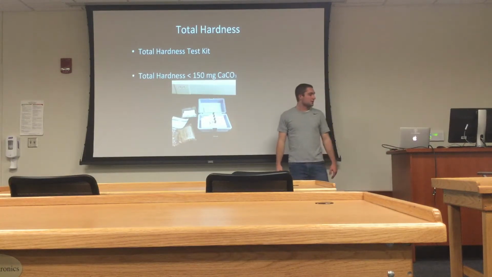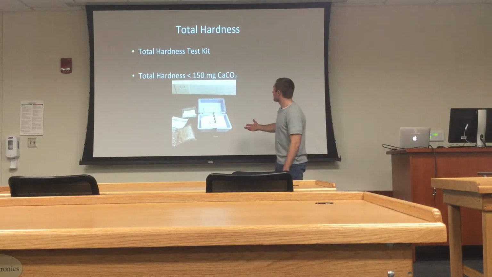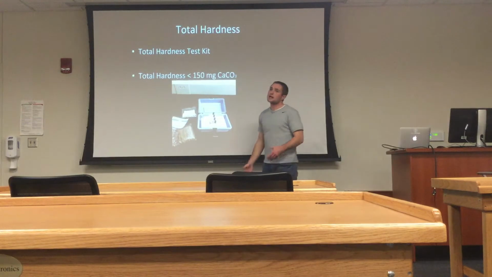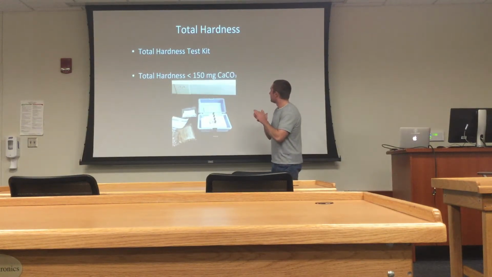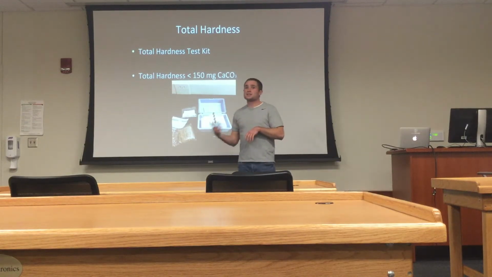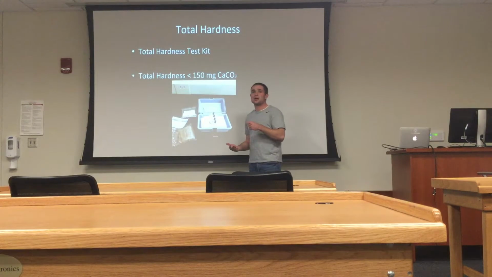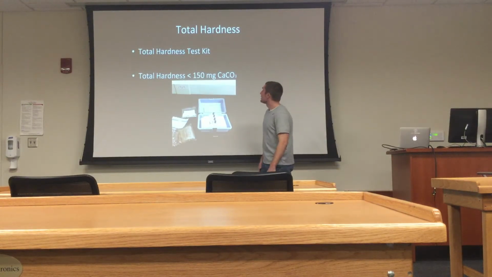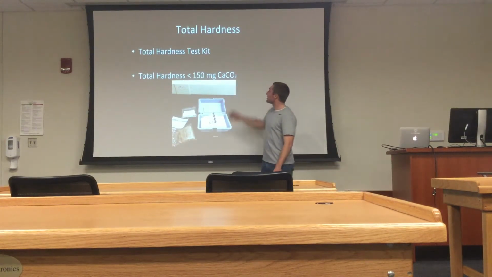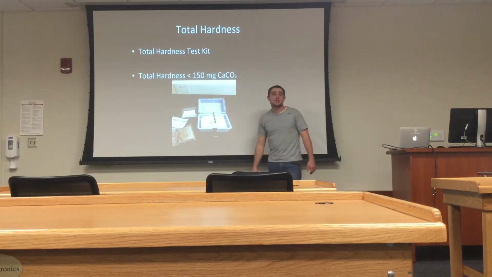The total hardness, this was the total hardness kit. It came with the directions. It's kind of complex, but if you can follow directions, it's not too bad. Basically, it's a titration. You're just waiting for the water to change a certain color, and then that many drops will tell you what your hardness is. And as I said, this has to be less than 150 milligrams of CaCO3.